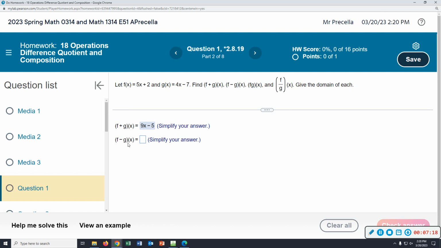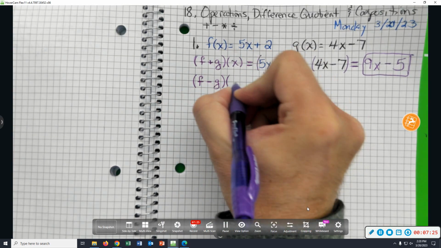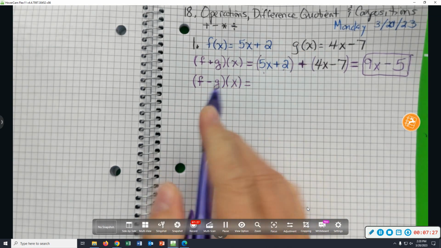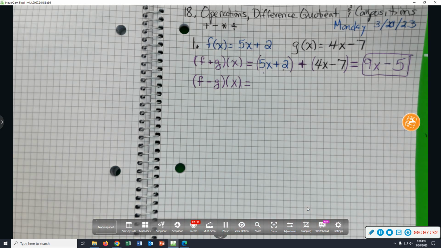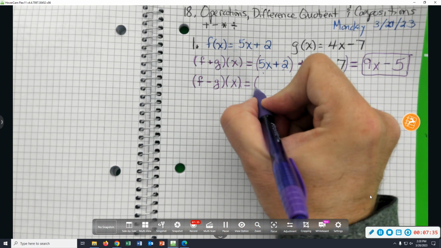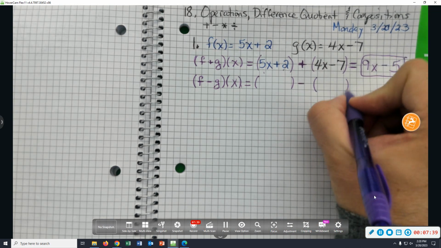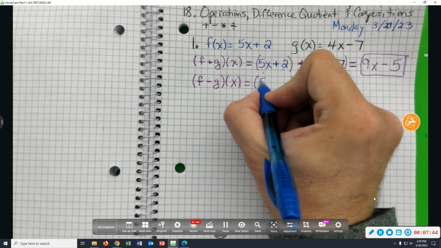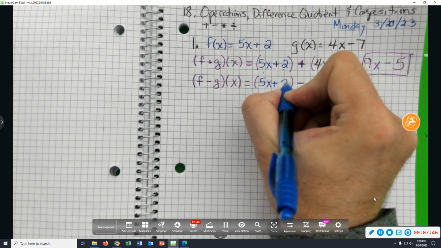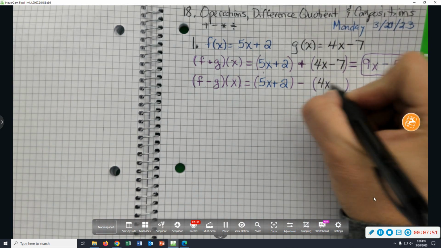Okay, now we want f minus g. I've already told you all the punchline about this one. We know what we're going to have to do for f minus g. Look at how they write it: f minus g of x. So we do exactly what we did up here. I'm going to write down f, then minus g. f is the blue function, 5x plus 2. g is the black one, 4x minus 7.